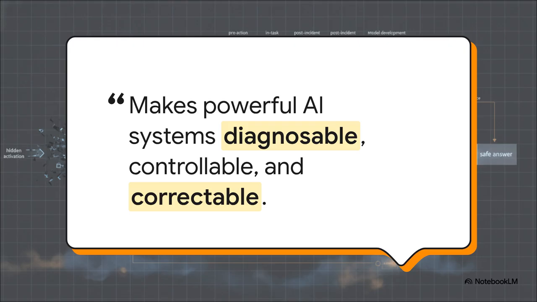So the next time you see an AI system give a perfectly safe-sounding answer, remember to ask yourself, do we actually have control over what's happening underneath?